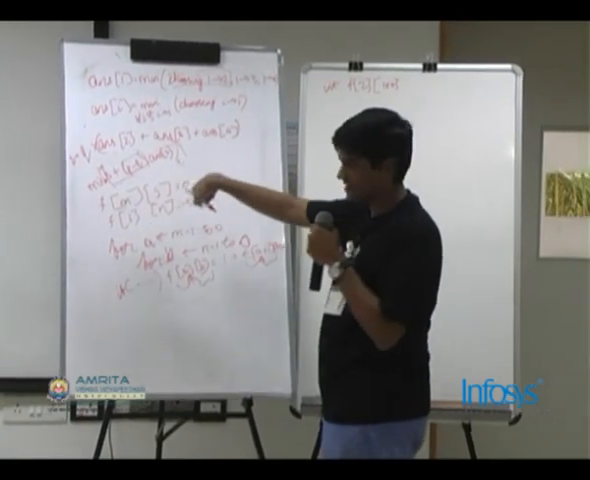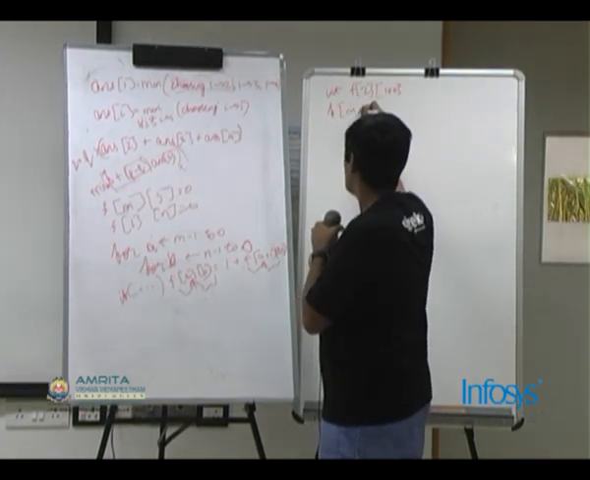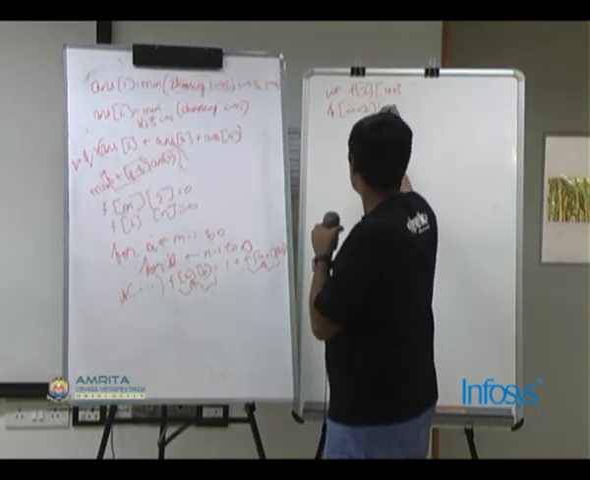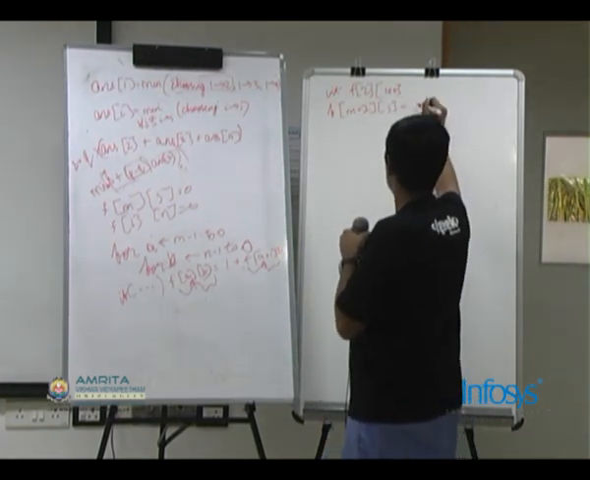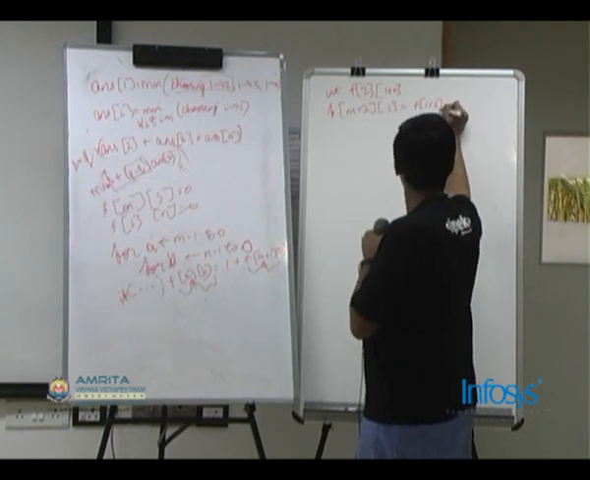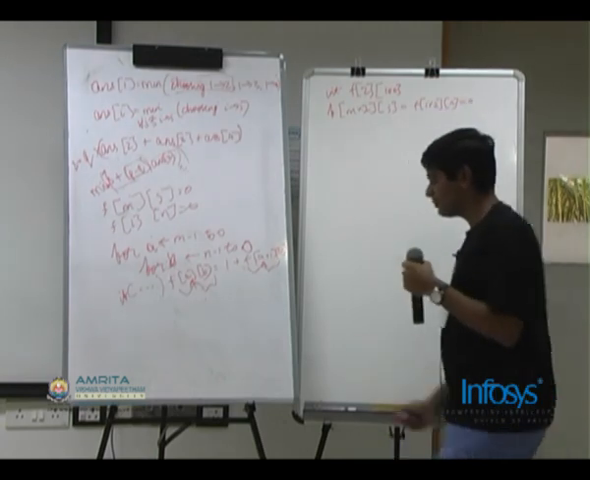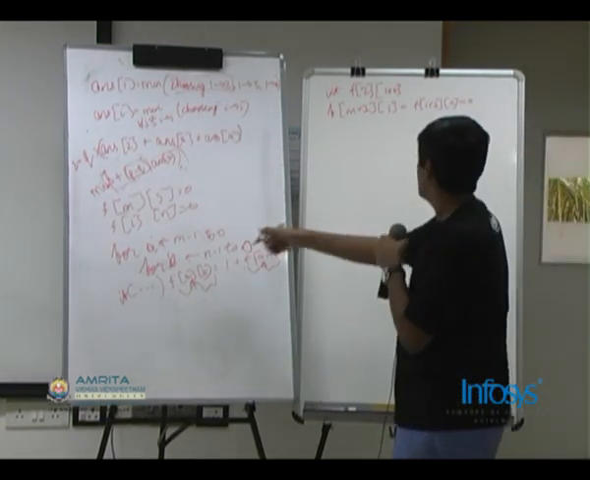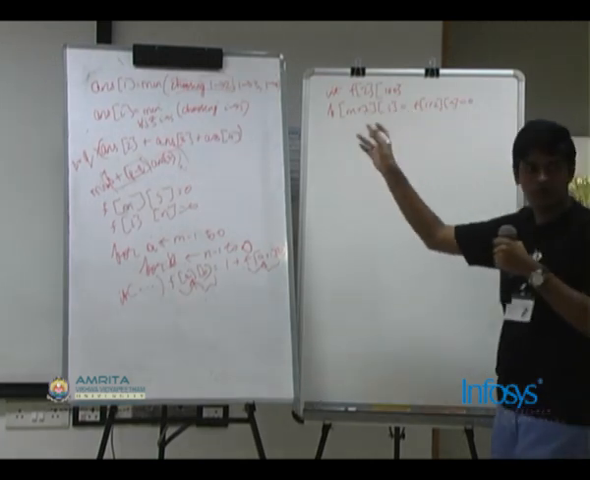First is this initialization. f of m mod 2 of j equal to f of I mod 2 of n equal to 0, and that is for all j and for all I, just look through it.